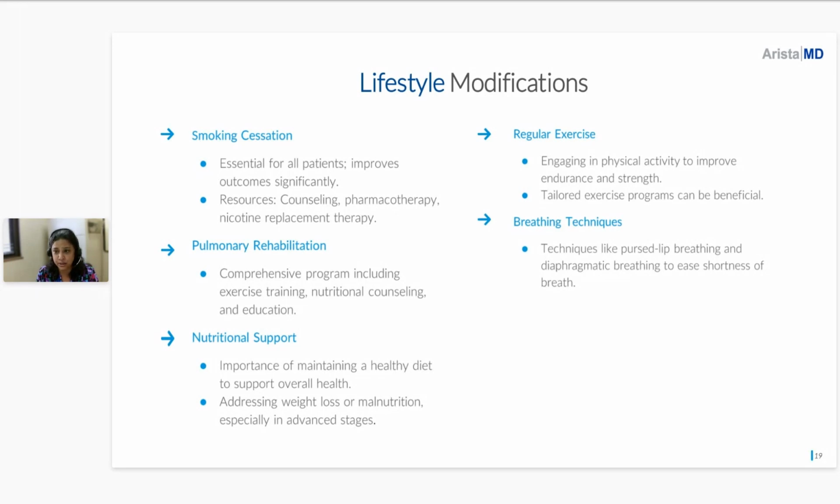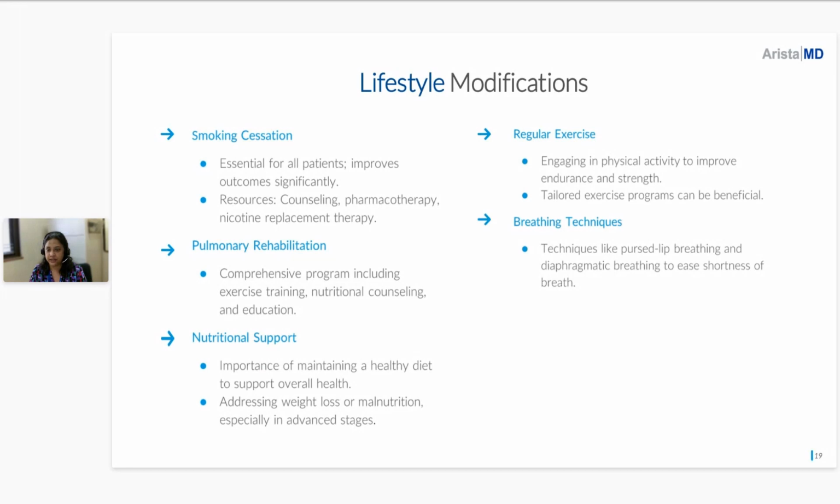The nutritional support is helpful, particularly in those patients with pulmonary cachexia or severe weight loss that's unintentional, often because they're working so hard to breathe that their caloric expenditure is increased by their respiratory system, as well as additional inflammatory and metabolic increases. So focus on nutrition is important for their overall health and addressing any malnutrition, especially in advanced stages of COPD.